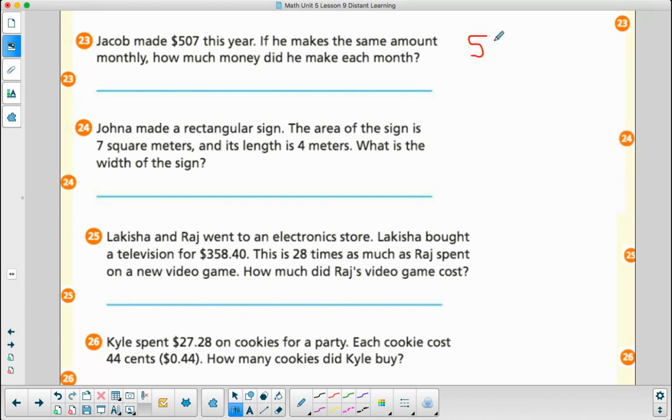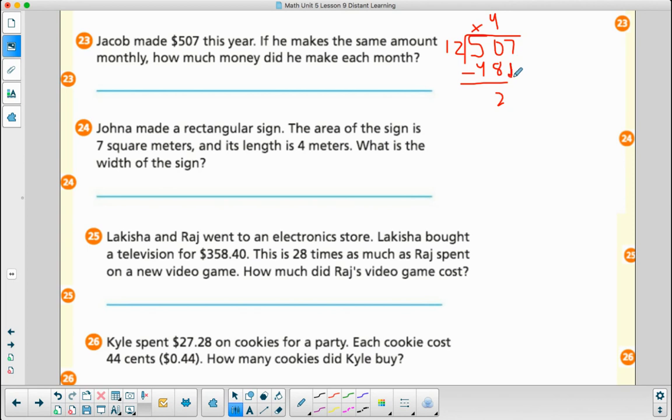$507 divided by 12. There aren't any 12s in 5. There are 4 12s in 50. Four 12s would be 48. And I would still have 2 left.